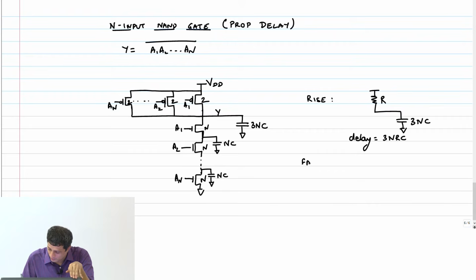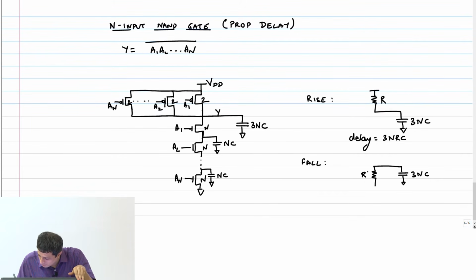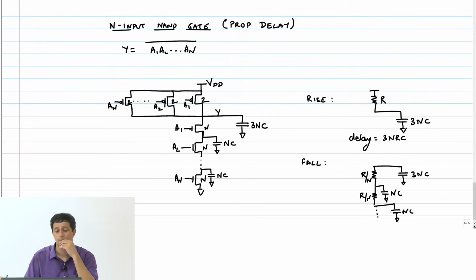What about fall? So let's get the equivalent circuit right first. I have 3NC. What's each resistance in this network? R by N, going to a capacitance of NC. R by N, and so on.